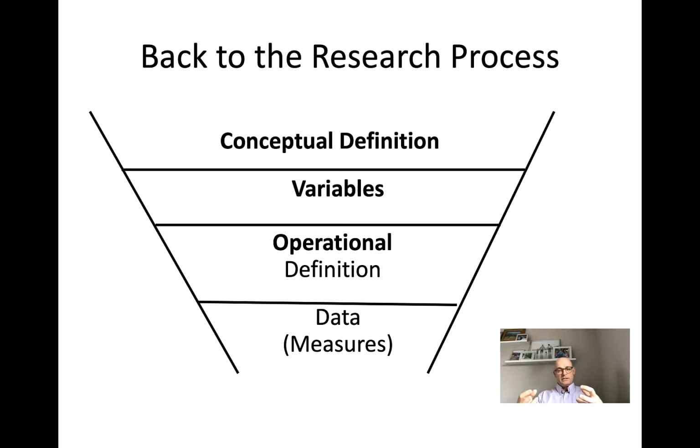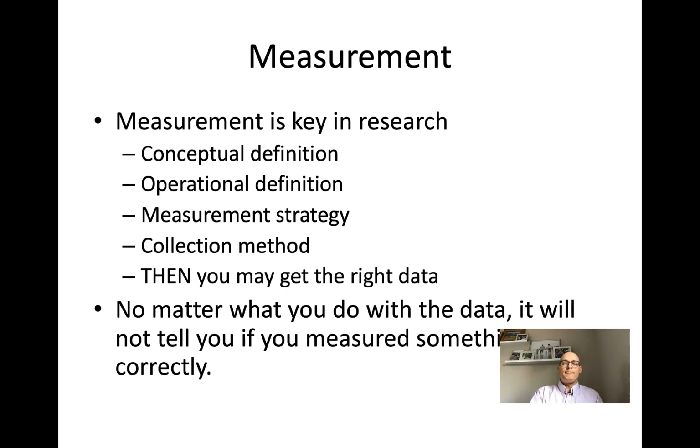Once you have an operational definition, then you can have measures. You can actually go out and measure things. So measurement is key in research. You have to start with this concept. What does the concept mean? How would we define that? And then we'd have to figure out a way to go out and measure it. So conceptual definition, operational definition, and then a measurement strategy. Now we go out and try this measurement strategy. We're in the field trying to collect data because we're following this rule about how we're going to measure. We might collect the right data, but no matter what data we get, that data will never tell us if we're measuring the concept that we're trying to measure.